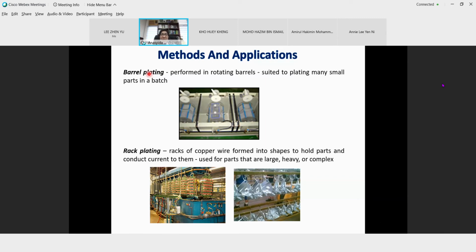Okay, so these are the methods that they use to apply the coating. So we have barrel. So barrel plating means that the component is very small, so they put it in the container, right? And we also have another method which is rack plating. So this is more for a big part or more complex part. So they will hang it on this rack, then only they will do the process of electroplating. So dia akan deep immerse dalam solution.